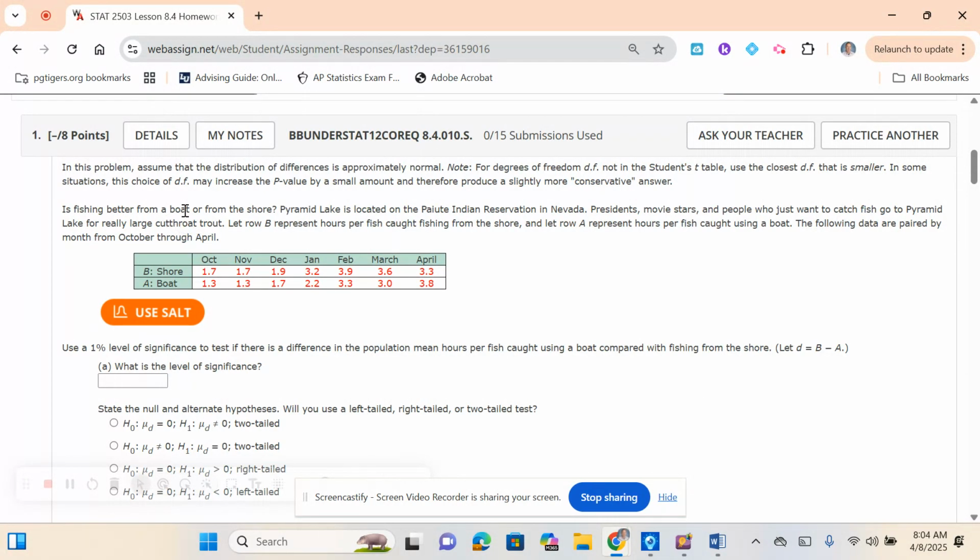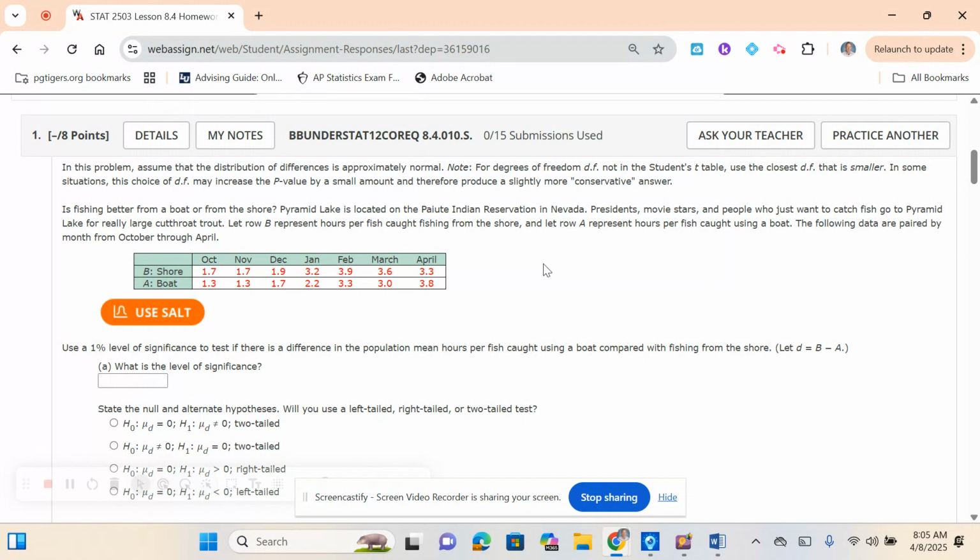Is fishing better in a boat or from the shore? Pyramid Lake is located in the Paiute Indian Reservation, Nevada. Presidents, movie stars, and people who just want to catch fish go to Pyramid Lake for really large cutthroat trout. Let B represent the hours per fish caught on the shore. Let A represent the hours per fish caught using a boat.